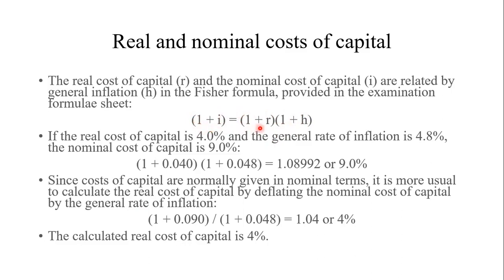Then you do your computation on the side, and then you make R the subject of the equation by taking 1 to the other side to be deducted. So I'm sure we know this. So you arrive at 4% if you are given this information. This should be quick, easy to understand.